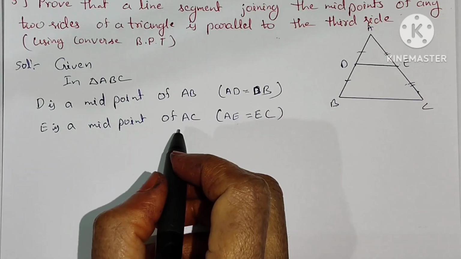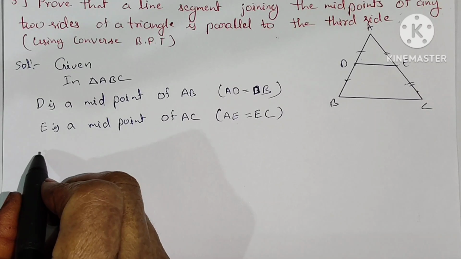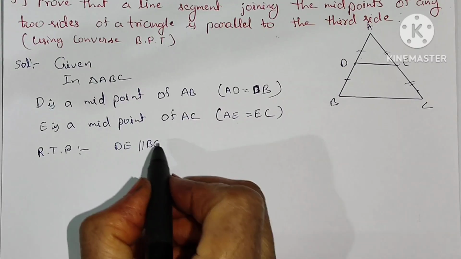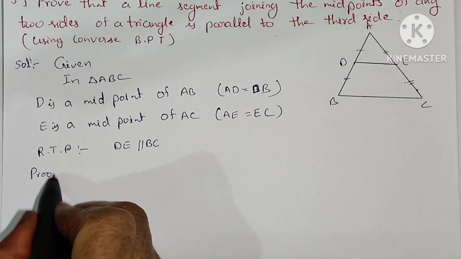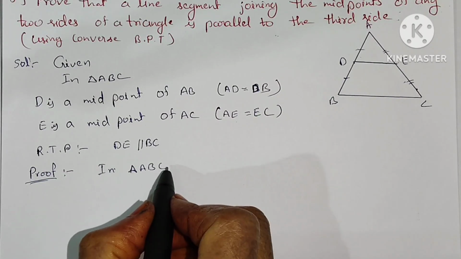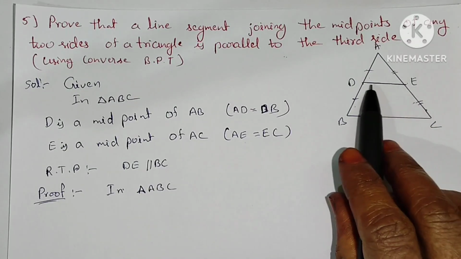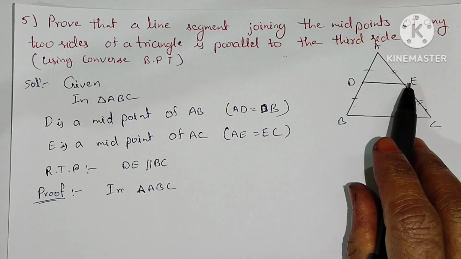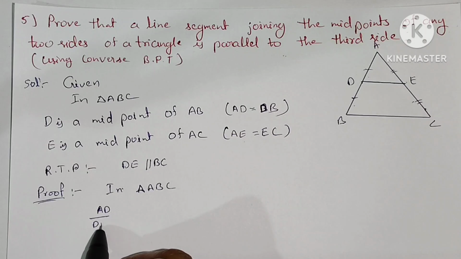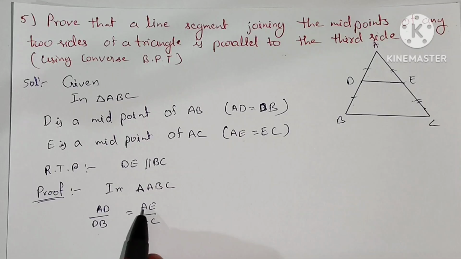Now we can prove that these two, DE and BC, are parallel to the third side. Here we are required to prove that DE is parallel to BC. Here we write the proof. In triangle ABC, D and E are the midpoints joining the line. Midpoints joining means AD by DB equal to AE by EC.